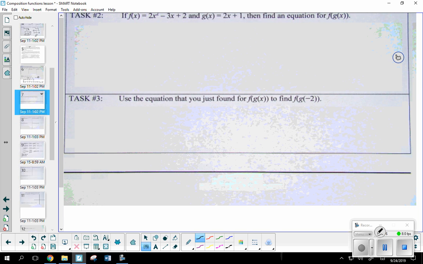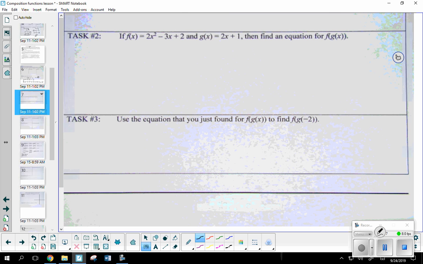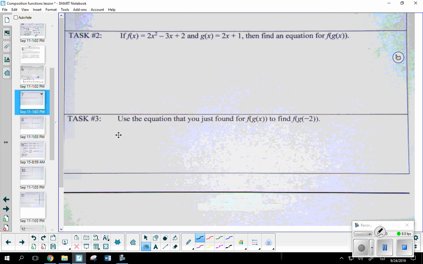So let's see, task 2. Okay, given the same 2 functions, f and g, find an equation for f of g of x. So you'll notice for the composition here, you're not provided a numerical value. It just says f of g of x. Now, it does say find an equation, but I could easily say on a quiz or something, just write find f of g of x. Okay, so if you're not given a numerical value, then your answer is an equation.